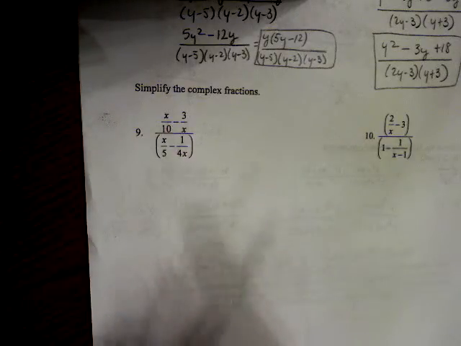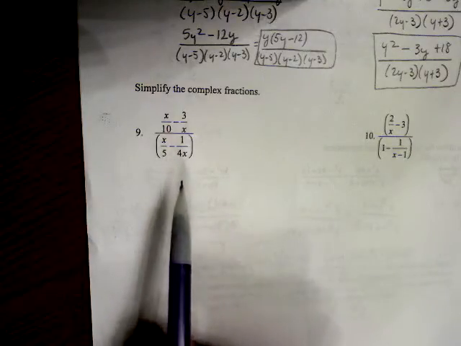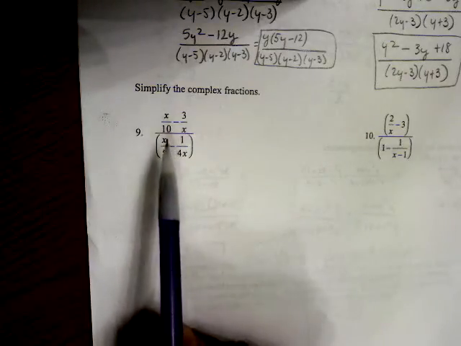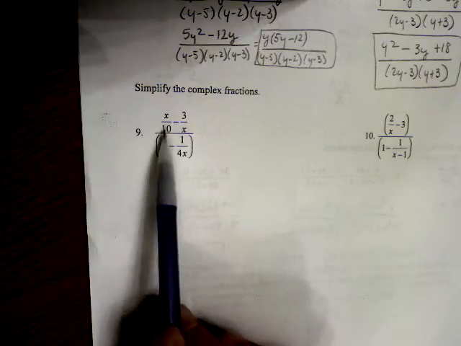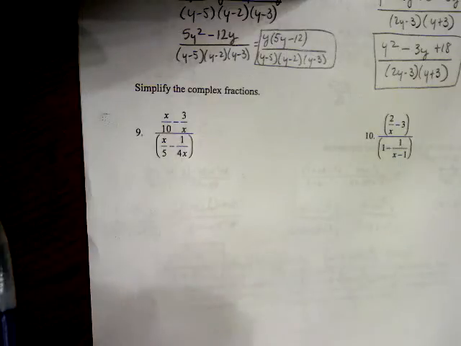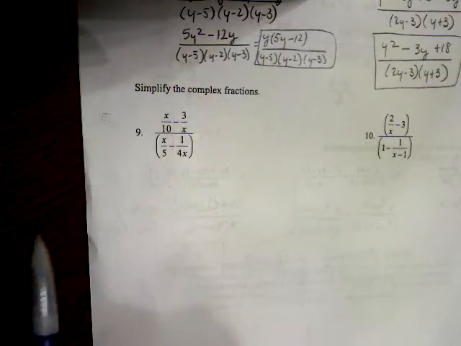In number 9, we have some fractions within fractions. So we want to eliminate those expressions. So what we do is find a common denominator between every rational expression. So we have a denominator of 10x, 5, and 4x. So we need to find a number that goes into all 4 of those numbers.